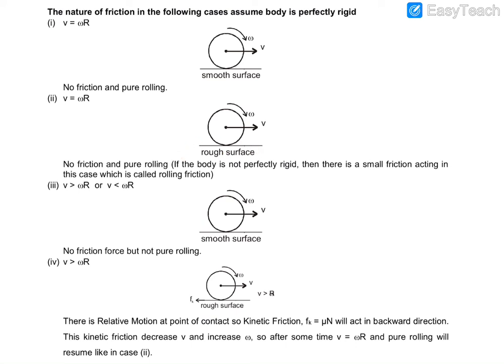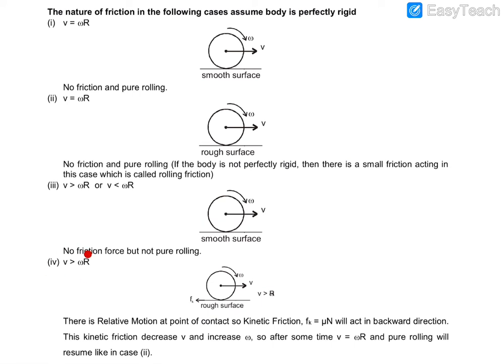Now if this body has a velocity v such that v is greater than r omega or v is less than r omega, and this surface is again smooth and this body is sliding on this surface, this surface cannot apply any friction because it is a smooth surface.